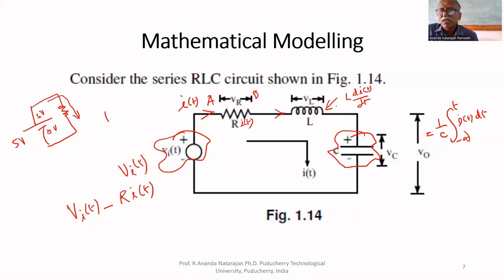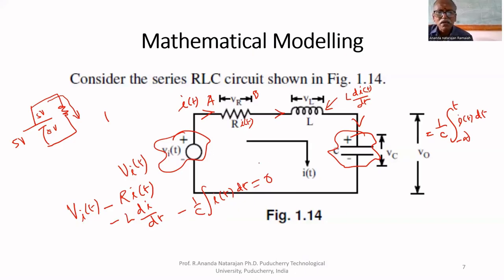Again, we are traveling along the current direction. That's why again minus L di by dt. Again, we are traveling along the current direction, so there is a fall in potential. Therefore, minus 1 by C integral of I of t dt. That's all. Now, equal to 0: algebraic sum of potential drop and EMF equal to 0. So now, this is an integro differential equation, because it involves both integration and differentiation.